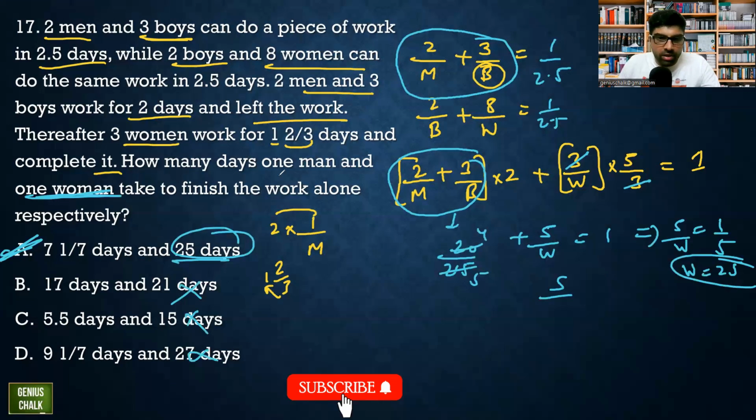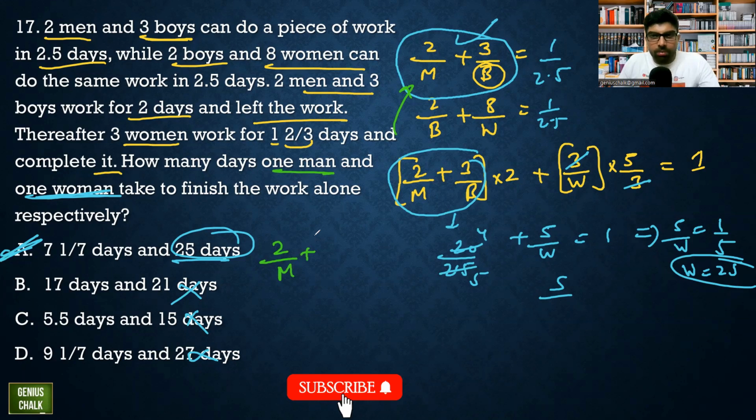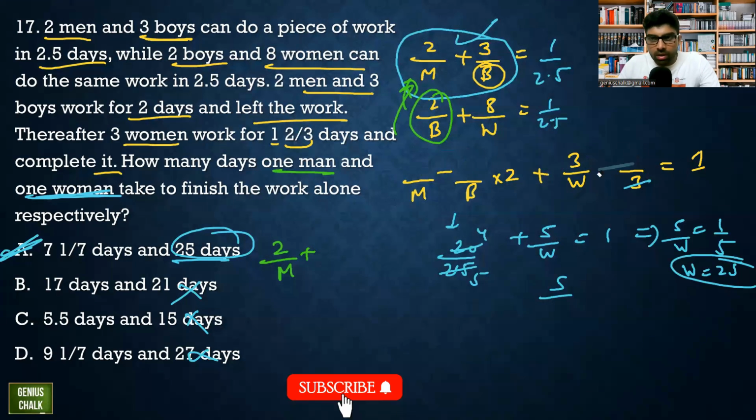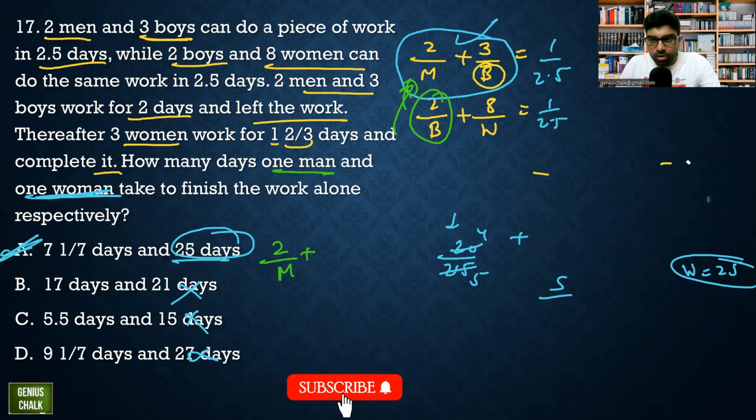But for the sake of the answer, we'll go ahead and solve the remaining part as well. Next, W we have got. So put W, we want 1 man. So put it here and we'll get the answer. It is 2 by M, because man is asked. 2 by M plus, but B is not asked. So we have to get the value of B, because only then can we get the value of M. So let's find it. Only with these two equations we'll take help and reach the conclusion.